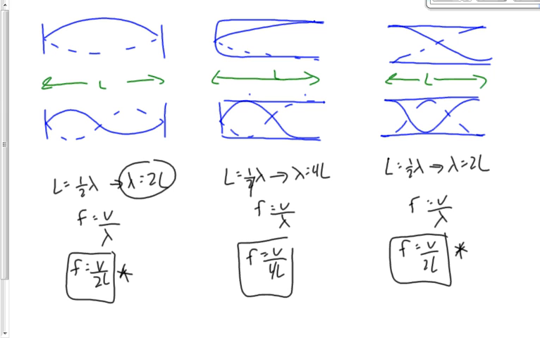Now, I'm suggesting to you that you don't memorize these equations. You'll probably remember that one of them is V over 2L, one of them is V over 4L, but trying to remember which is which, that's the challenge. I have trouble with that all the time still, remembering which is which.